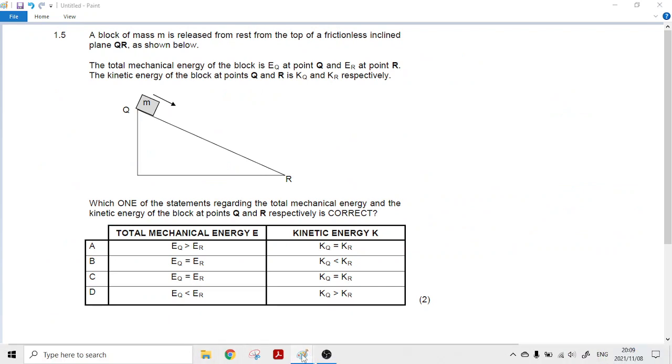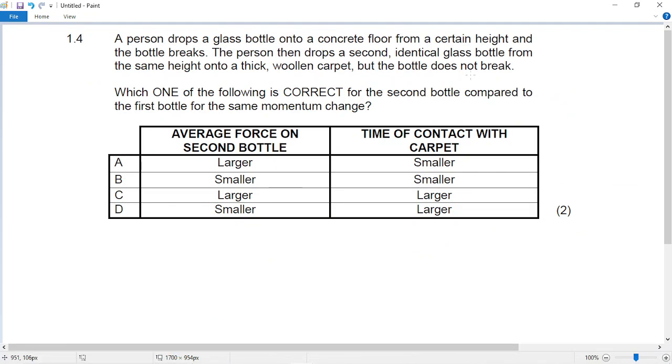Whoops, we've skipped a question. Let's go back. 1.4. Now this is an interesting question. It says, a person drops a glass bottle onto a concrete floor from a certain height and the bottle breaks. There goes the bottle. Here is the floor. The person then drops a second identical glass bottle. You can clearly see it's identical. From the same height onto a thick woolen carpet. Here is the wool, but the bottle does not break.